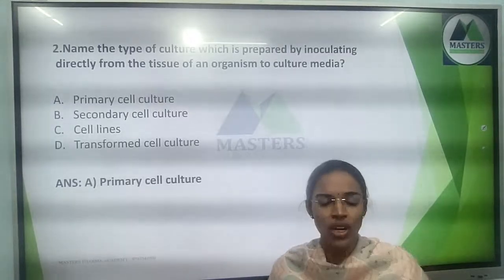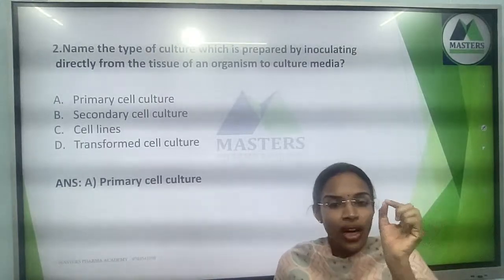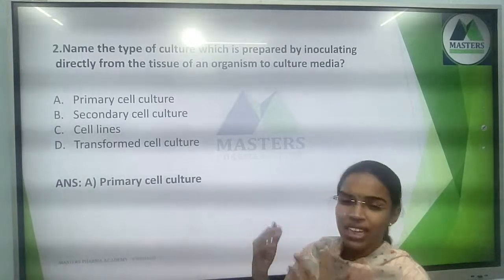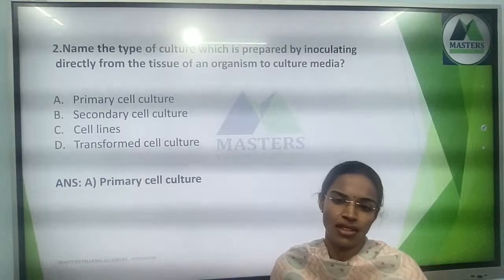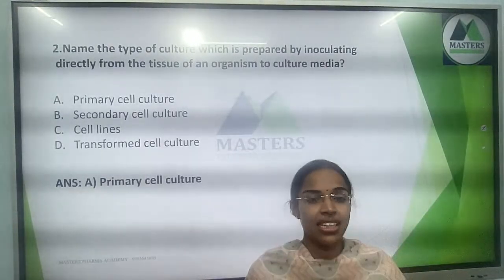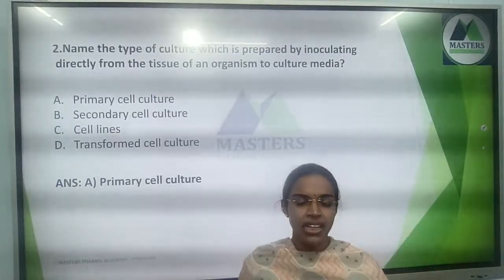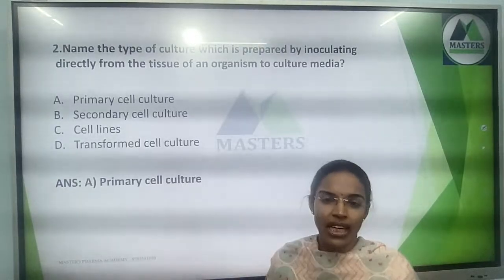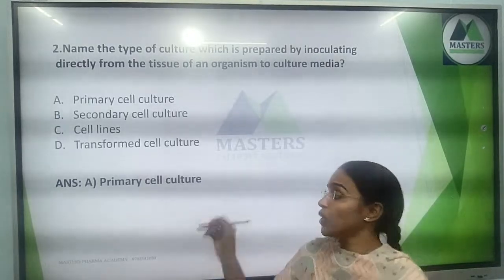Cell lines are also cultures of organisms, but we are taking an individual type of cell. In a primary and secondary culture, there is no distinction; there is an infinite group of cells. But in cell lines, a certain type of cells are separated and grown separately. They are cultivated and proliferate separately, so such cultures are known as cell lines.